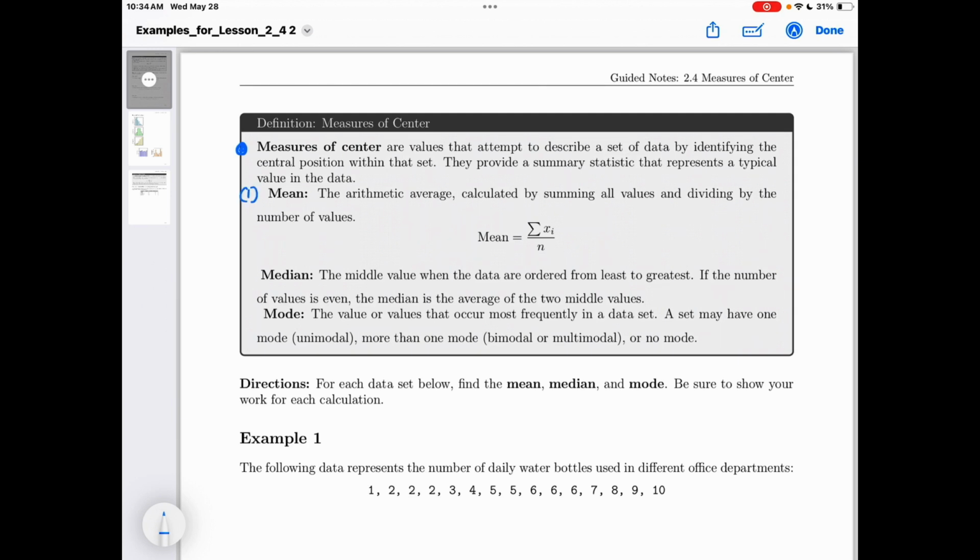So we're going to talk about 3 measures of center in this lesson. We have the mean, the median, and the mode.